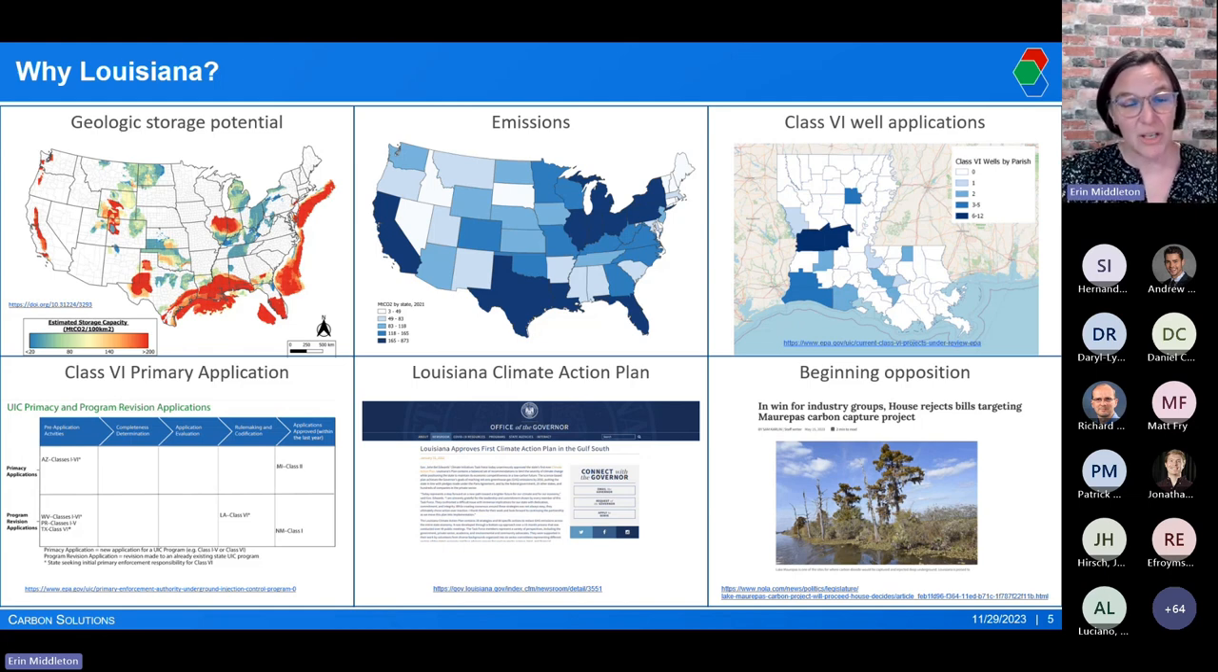Another thing that you need for carbon management, especially if we're talking about carbon storage, is emissions. We need to take the emissions, transport them, and store them in a location. Looking at emission potential over the United States, you're also seeing an overlap of where there is great storage potential and where there's a lot of existing emissions.